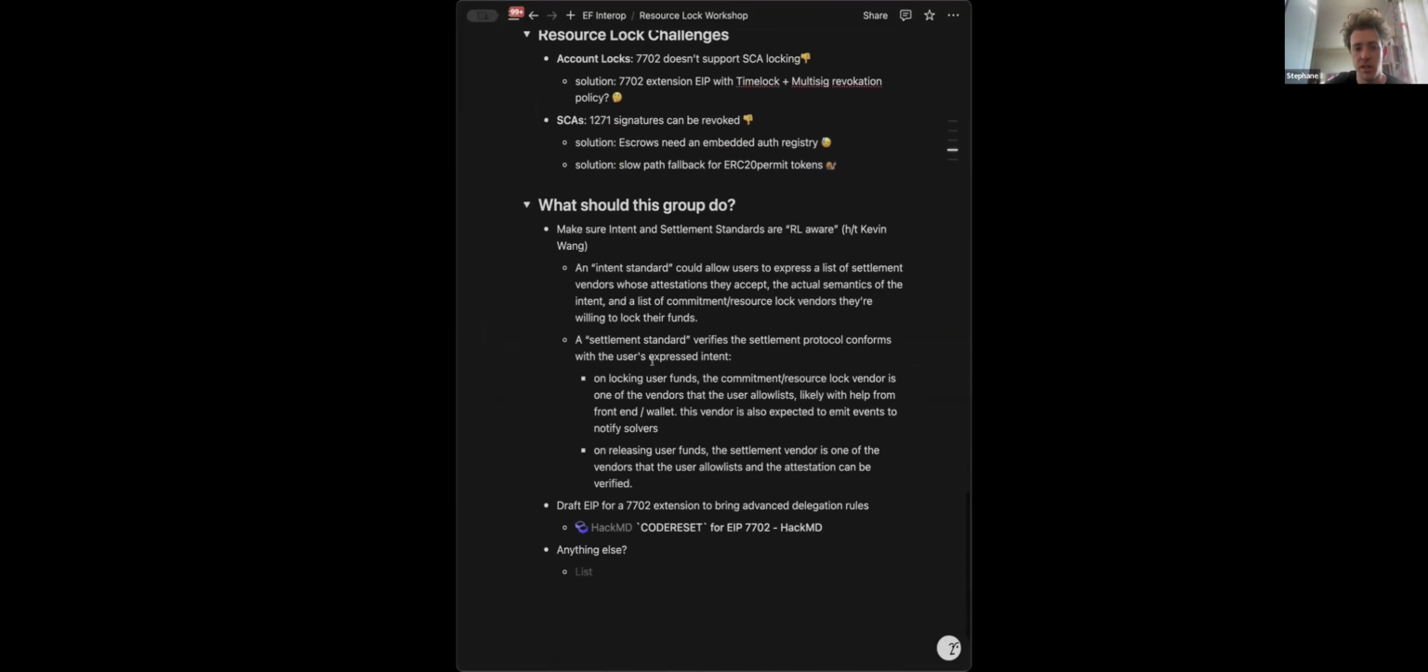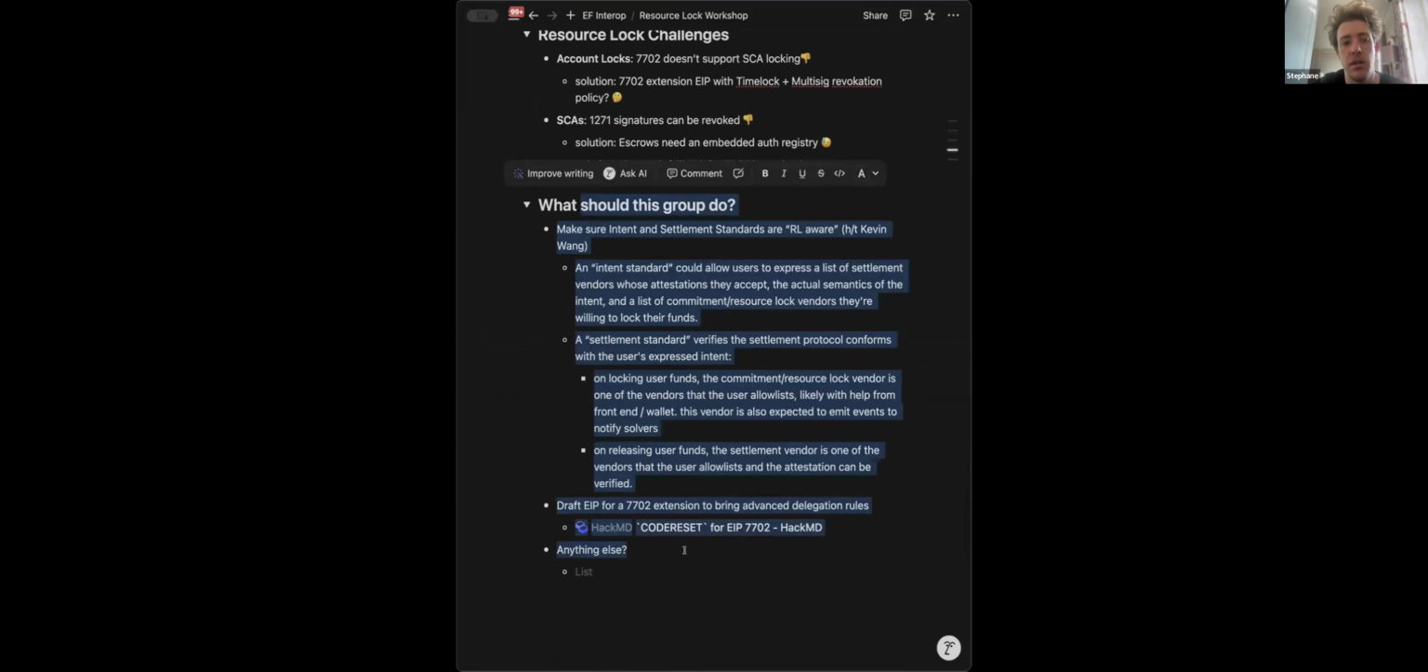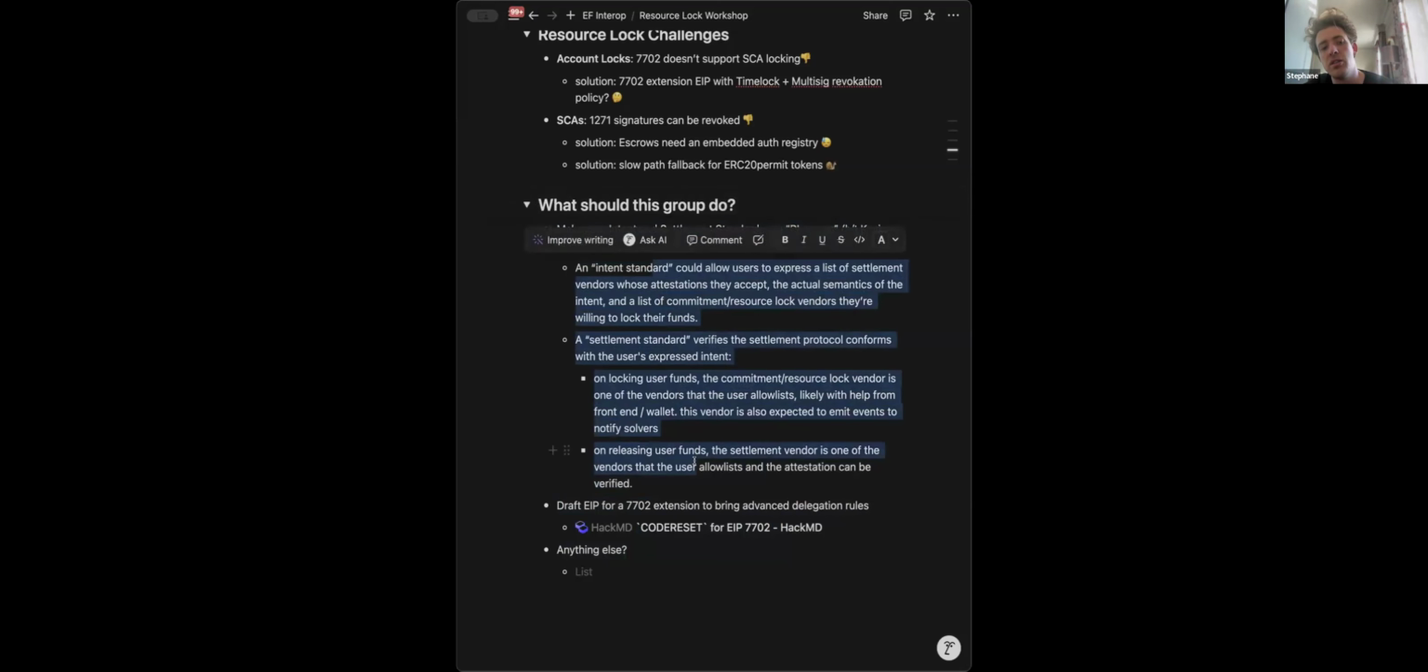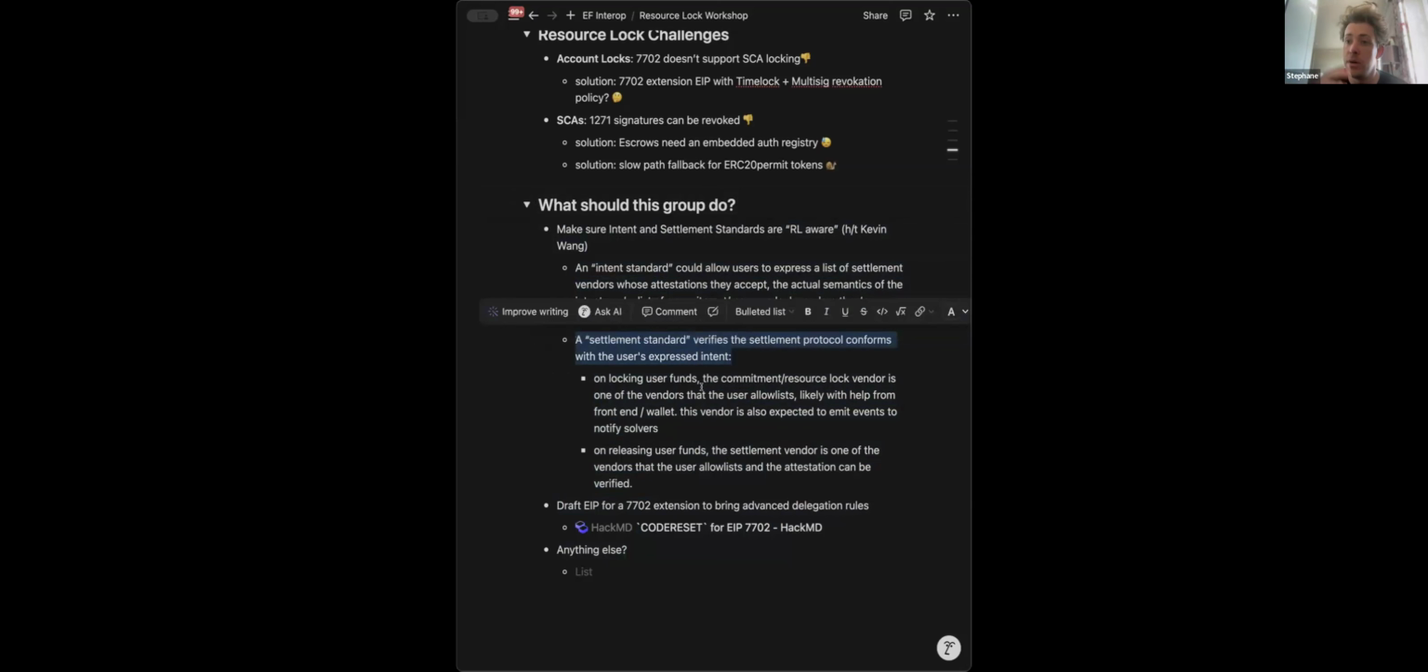I think the question that's relevant for the discussion here is: what should this group do about resource locks? Well, I think the first thing is to make sure that whatever intent standard and settlement standards are developed are resource lock aware. And I'm going to give a hat tip to Kevin here for the message that you posted, because I think it summarized well the role of an intent standard and the role of a settlement standard, and how we can make sure that all the solutions we build remain interoperable with each other.